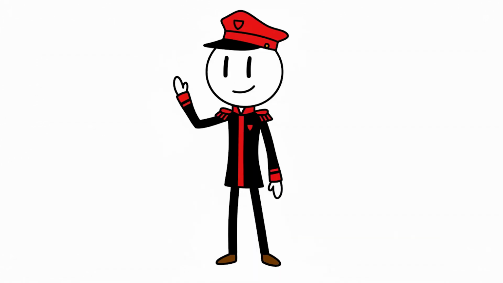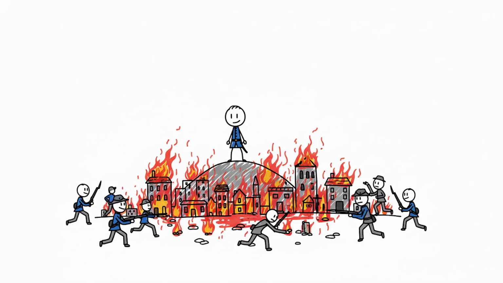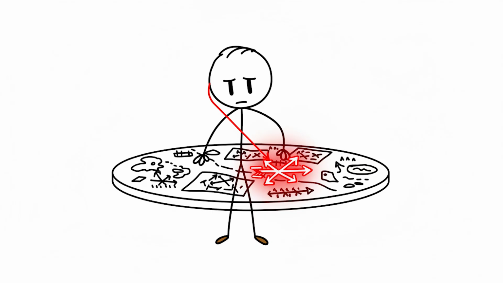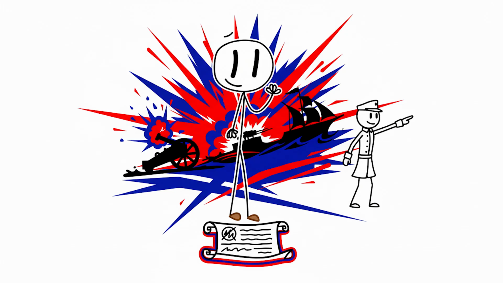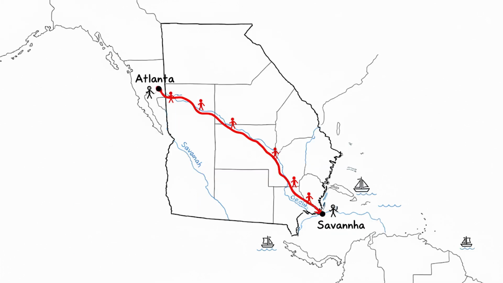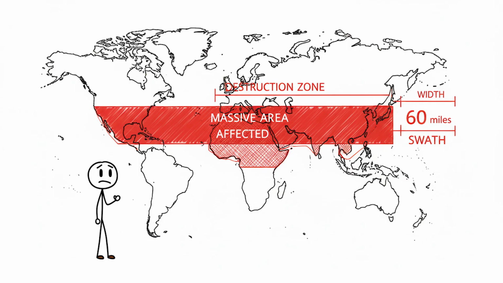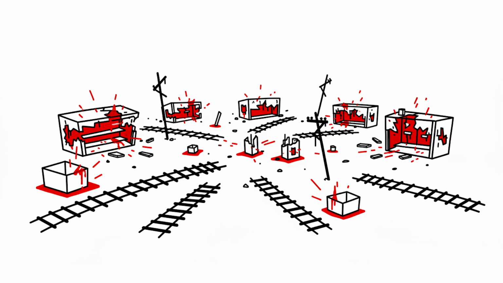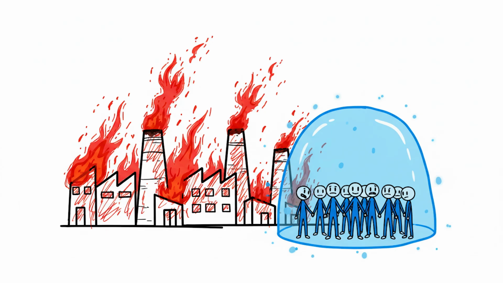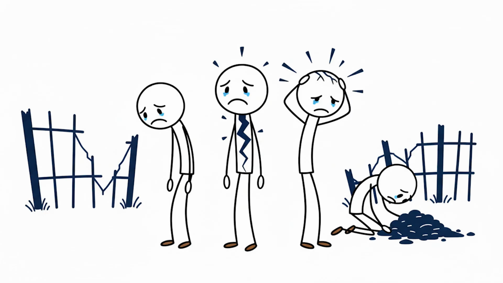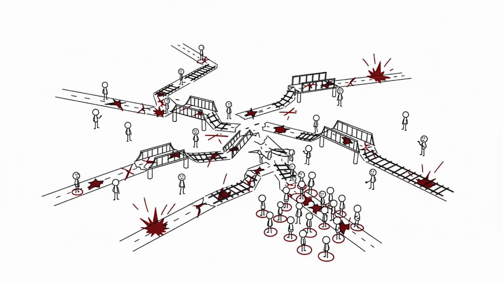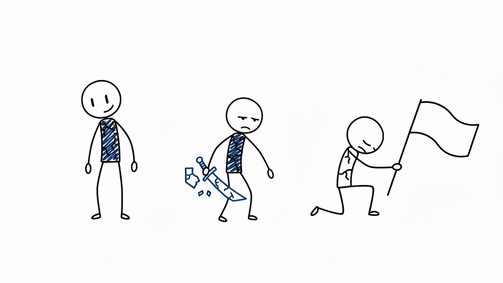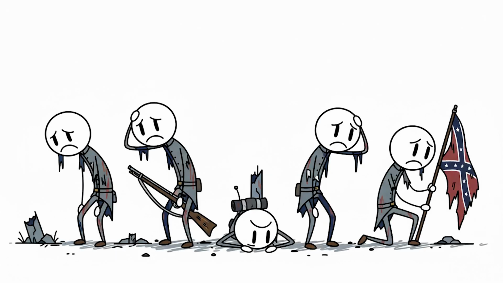Then came General William Tecumseh Sherman. Sherman captured Atlanta, then made one of the most controversial moves in American military history: the March to the Sea. 60 miles wide, destroying railroads, supplies, factories. Not civilians, but everything that fed the Confederate war machine. It broke Southern morale, it broke their logistics, it broke their will.